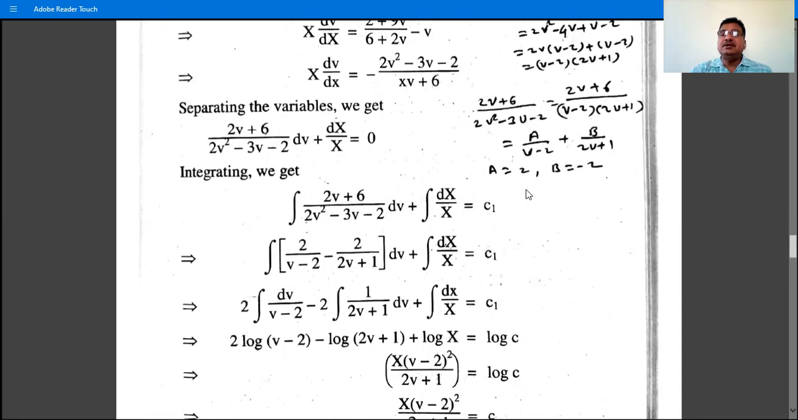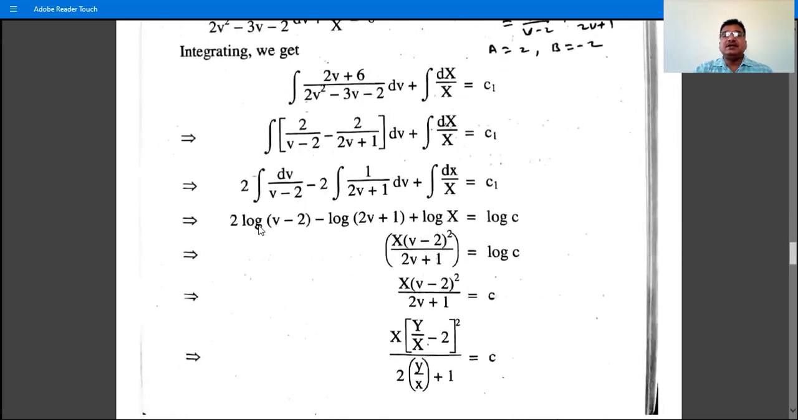So after substituting these values in this equation, what are the partial fractions of this factor? 2 divided by (v − 2) and −2 divided by (2v + 1). So these are the partial fractions of this factor. So now the next step, we have to integrate.